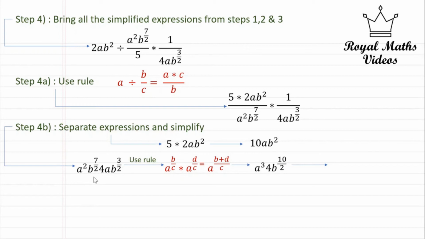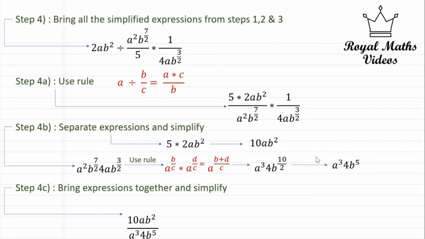We still have the 4, and then we combine the b's together. The denominators are the same, so all we need to do is add the numerators together. So 7 plus 3 is 10. So if we simplify this a bit further, by dividing 10 by 2, we get a cubed times 4 times b to the power of 5. And now what we need to do is bring all the expressions together and simplify further.